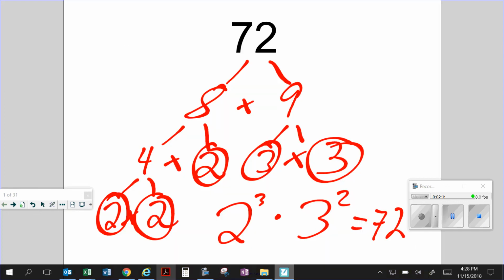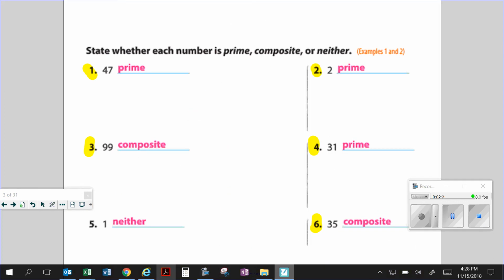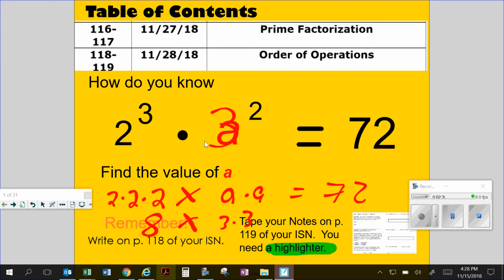A equals 3. So let's check our homework from the previous night. If I was here, this would have been a grade, just to let you know that. So take out your homework. It was the worksheet that you got from yesterday. It is going to be taped onto page 116.